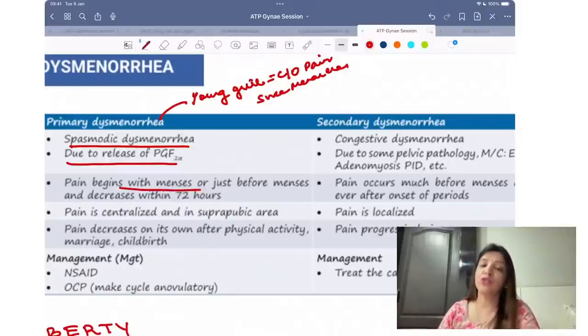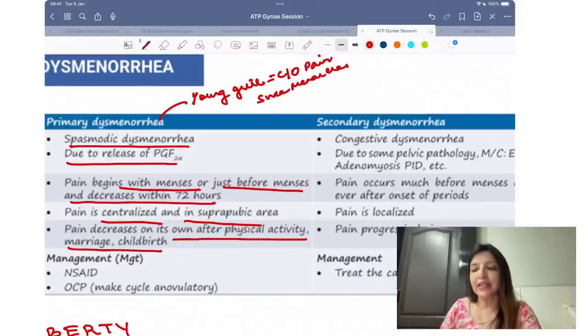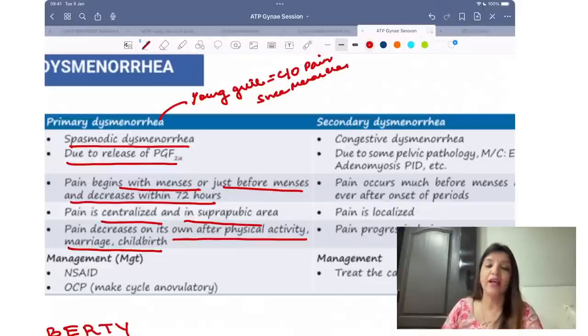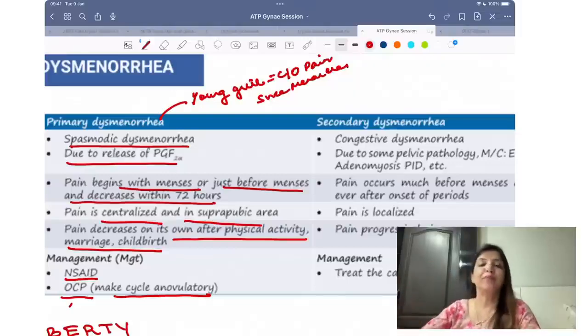This pain begins with menses or just before the periods, and it is going to decrease within 72 hours of the periods. ये जो पेन होगा ये centralized पेन होगा and suprapubic पेन होगा. This pain decreases after physical activity, after marriage and childbirth, right? And इस pain को relieve करने के लिए we can tell her to use NSAIDs or we can advise her to use OCPs. Why we advise her to use OCPs? To make the cycles anovulatory, right? So dysmenorrhea का drug of choice is OCPs.